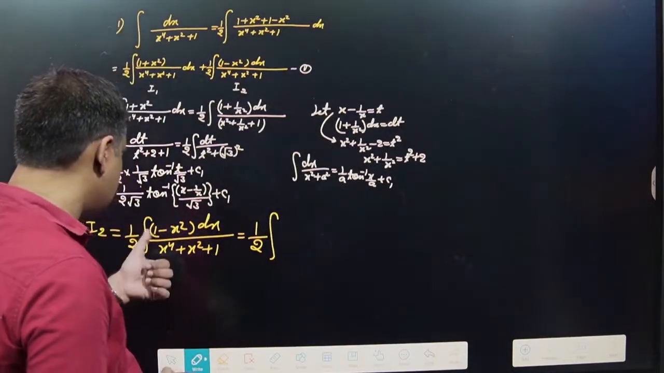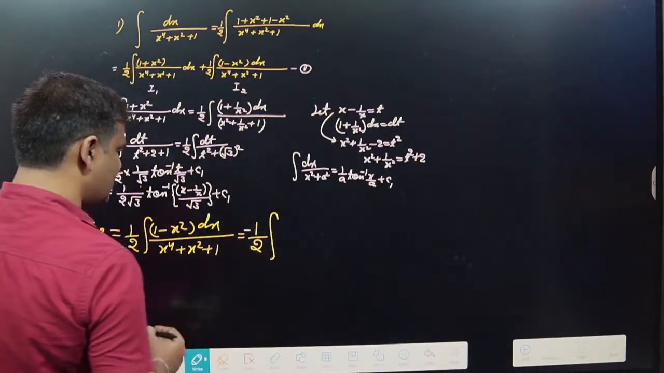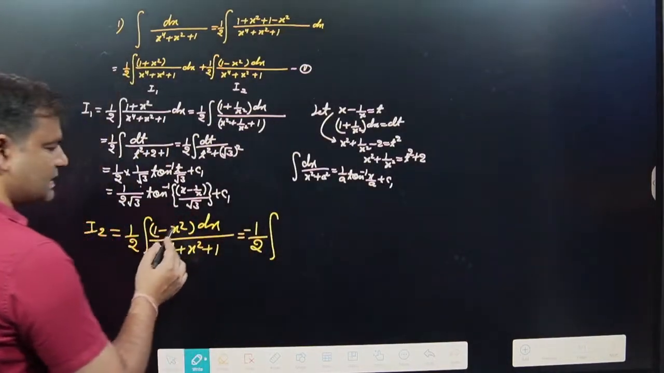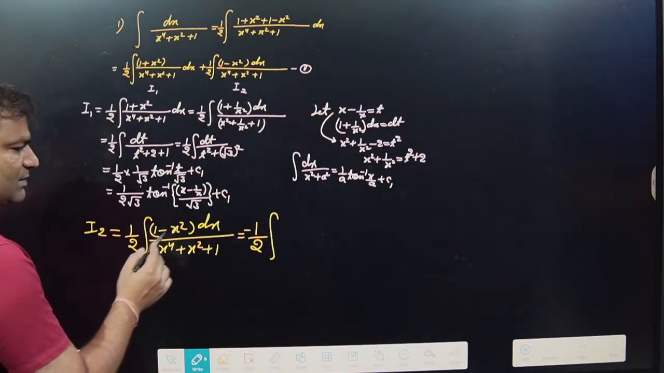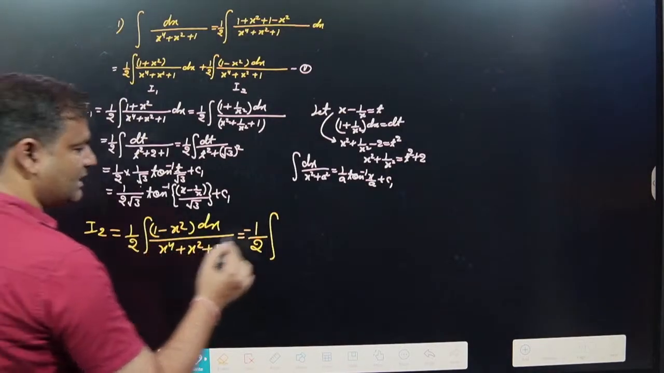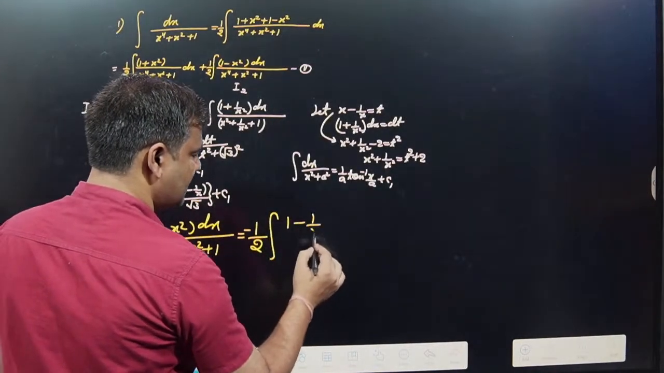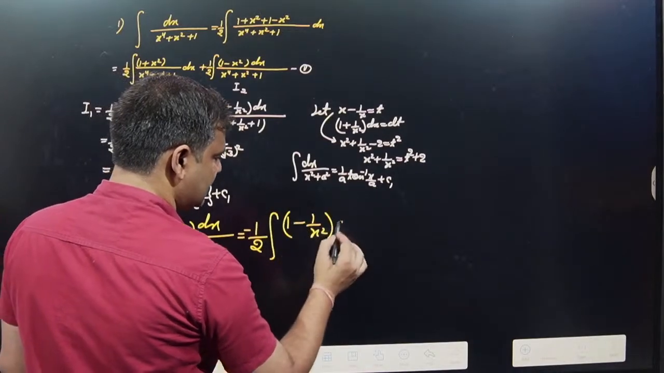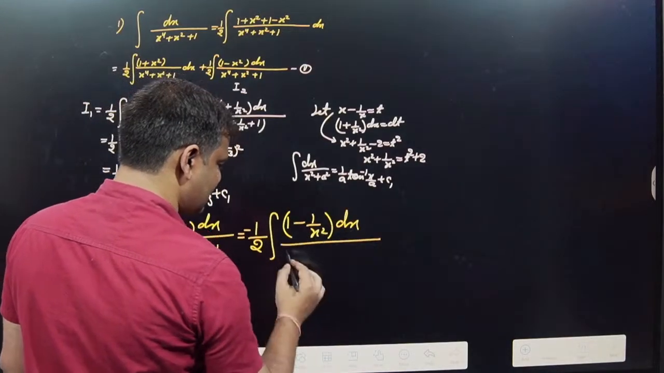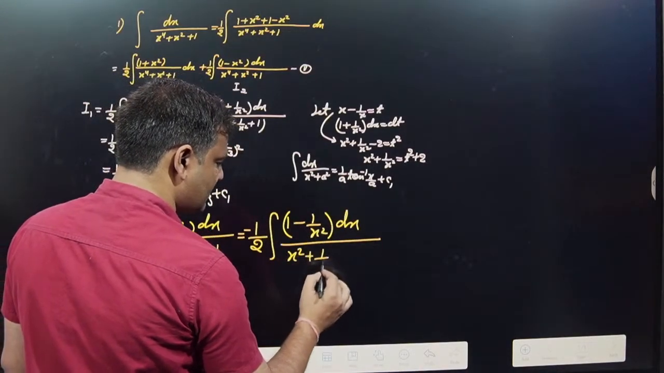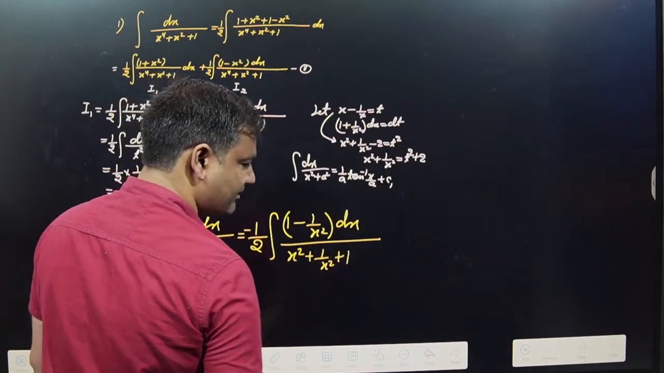square, and also minus common, then we got how much? If divide by x square, then 1 by x square minus 1. If minus common, then that one written (minus 1 upon x square) dx divided by how much? x square plus 1 upon x square plus 1.